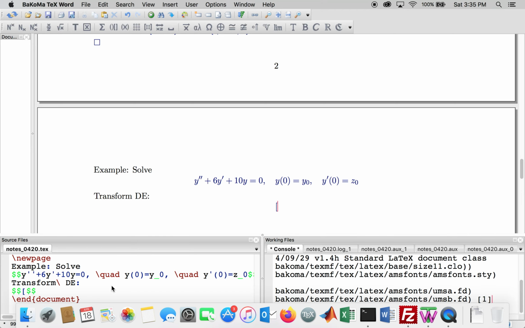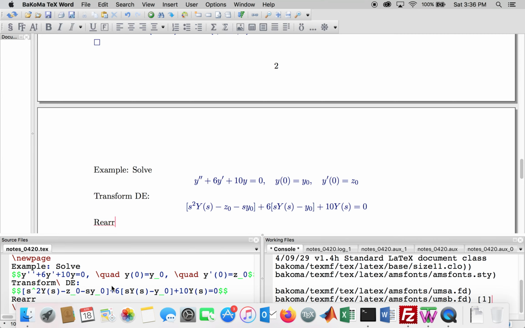And that gives us, for the second derivative, s squared Y of s minus y prime, that's z naught, and then minus s y naught, okay, plus 6 times the transform of the first derivative, so that'd be s Y of s minus the initial value, that's y naught, plus 10 capital Y of s, and that equals 0.